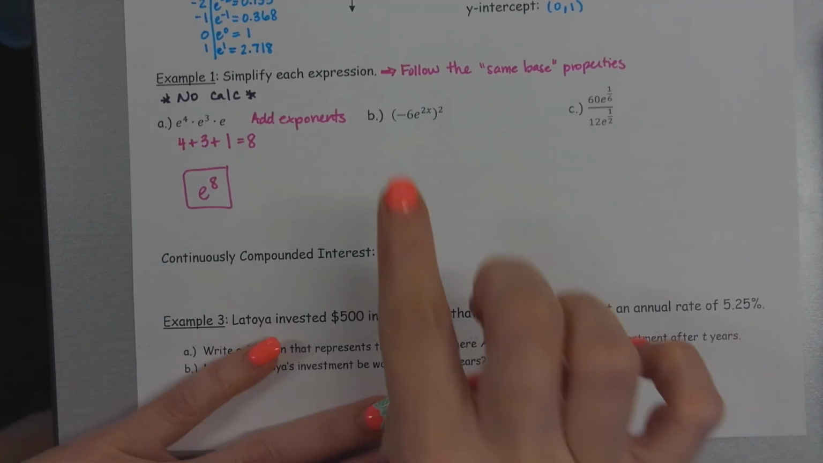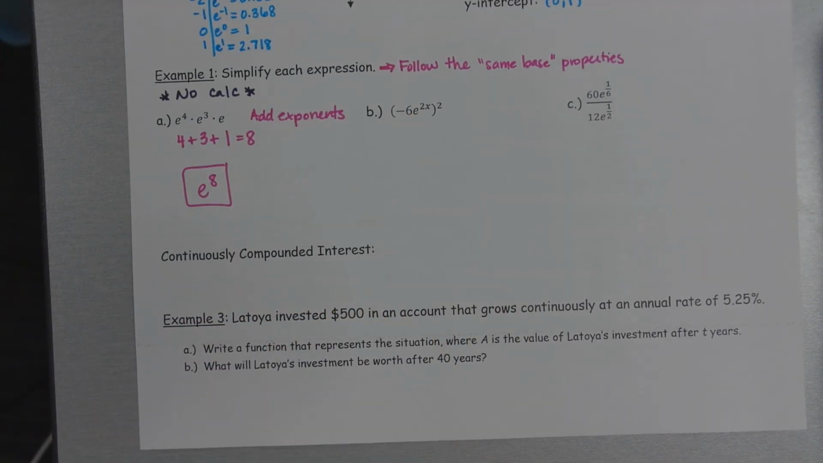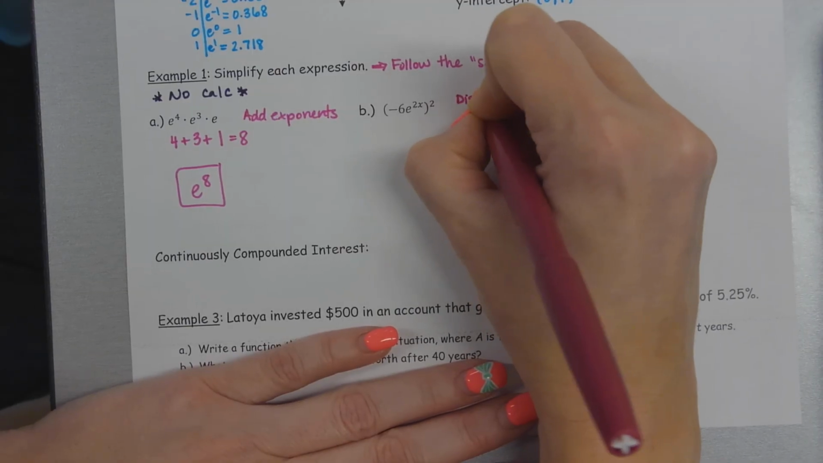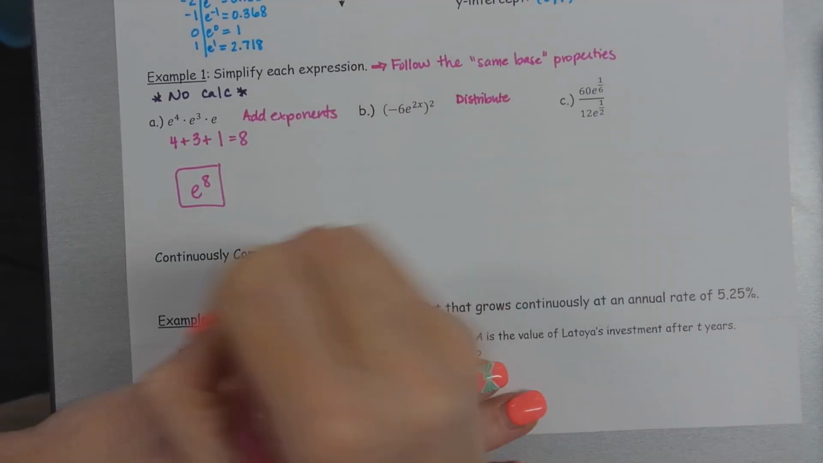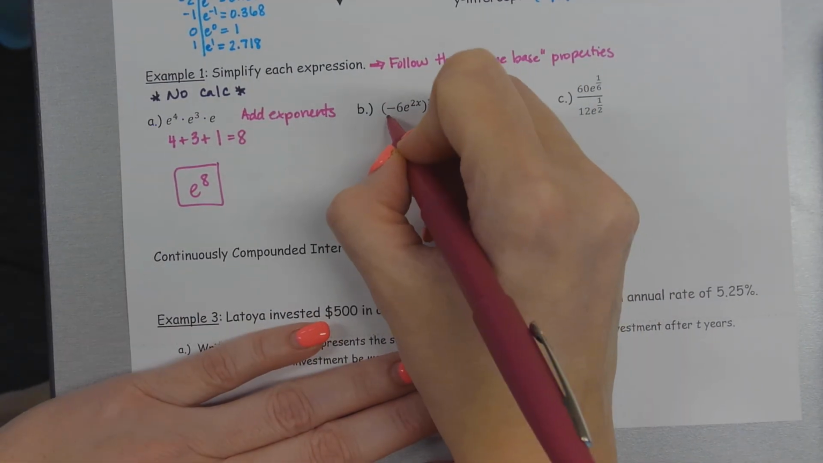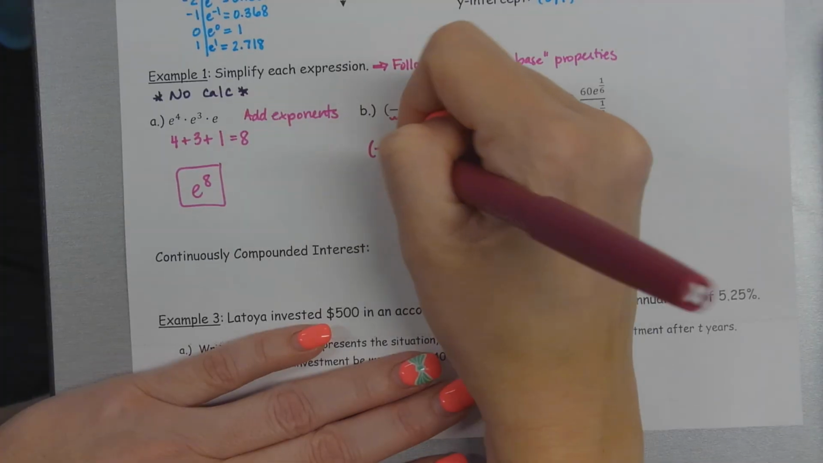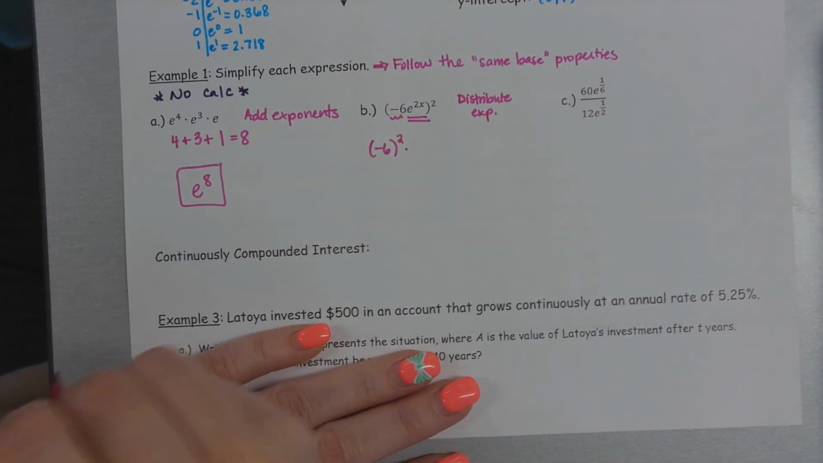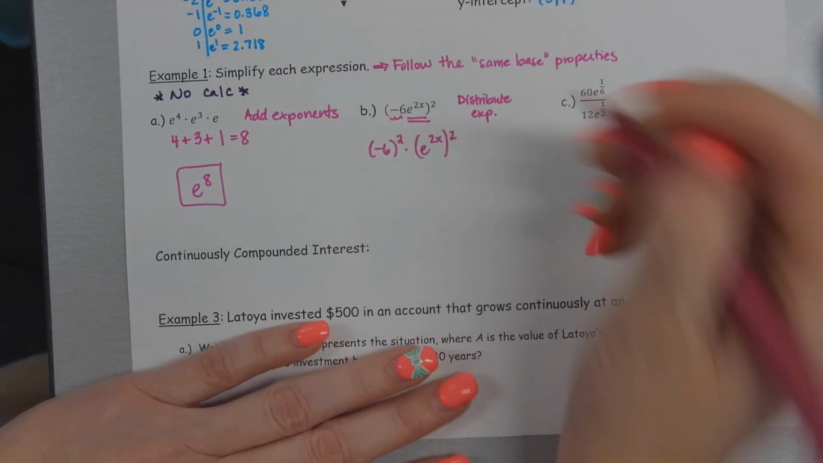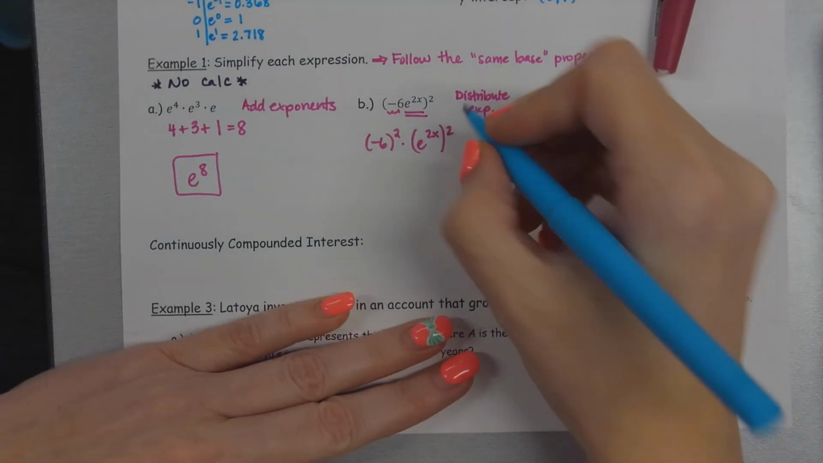Okay, and then for this one, if you have a power to a power, you want to multiply, but we also have to distribute the exponent. So you have -6 and you have e to the 2x. So you have to do -6 squared times e to the 2x squared. Once you have that, then you can multiply.